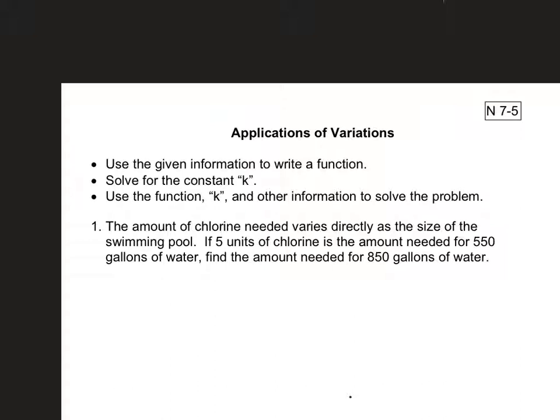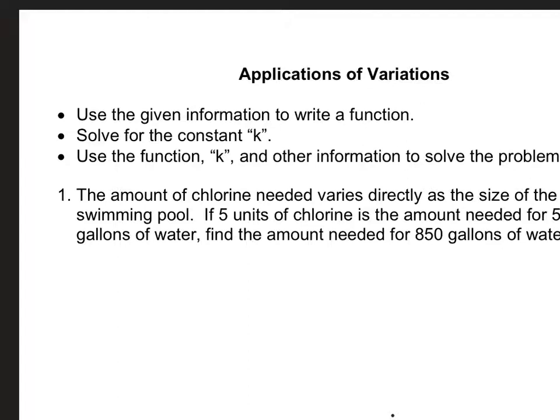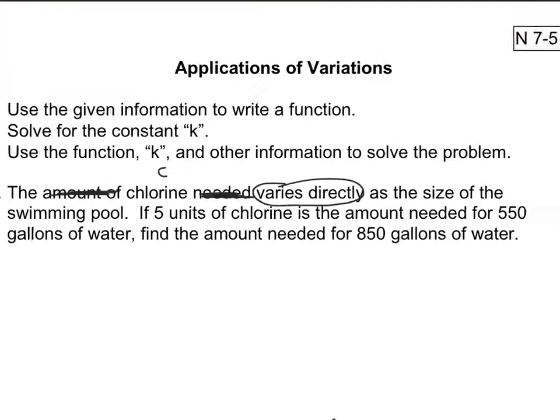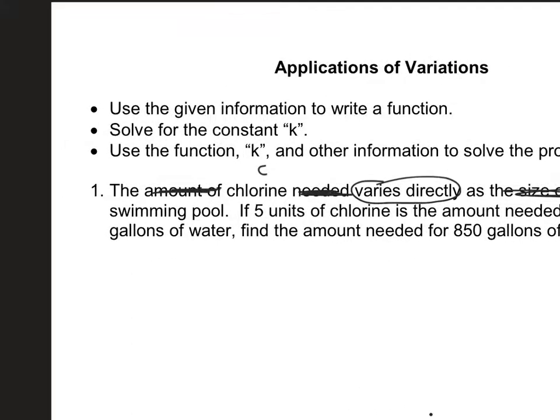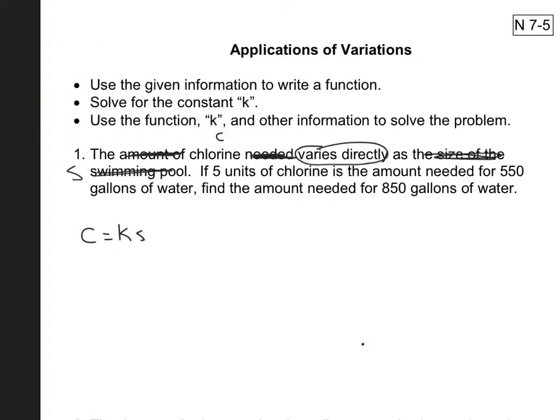So let's look at number one. It says the amount of chlorine needed varies directly as the size of the swimming pool. Now, there's a lot of stuff in there that we really don't need. So basically, it's saying that the C varies directly as the S swimming pool, okay? So it's the exact same statements that we had yesterday. It's varying directly, so we're going to have C equals the K and then the swimming pool. So there's a lot of information that you really don't need. Really, you just need chlorine varies directly as the swimming pool. C varies directly as S.